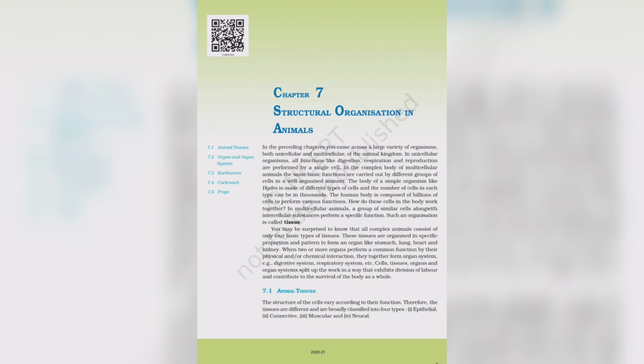Loose connective tissue has cells and fibers loosely arranged in semi-fluid ground substance. For example, areolar tissue present beneath the skin. Often it serves as a support framework for epithelium. It contains fibroblasts, macrophages and mast cells.